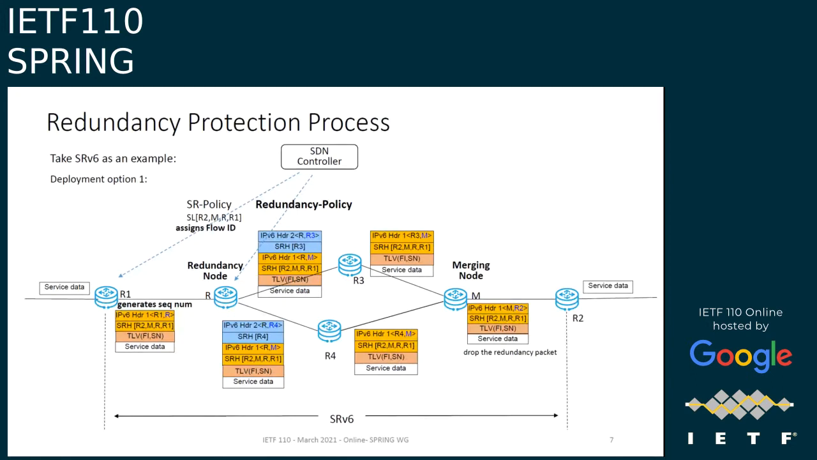You can also copy the flow optional TLV from the inner IPv6 header to the outer IPv6 header when you do the redundancy node, when you perform the redundancy segment. It's just to show there are actually different choices, different options to define this to make this redundancy protection work.